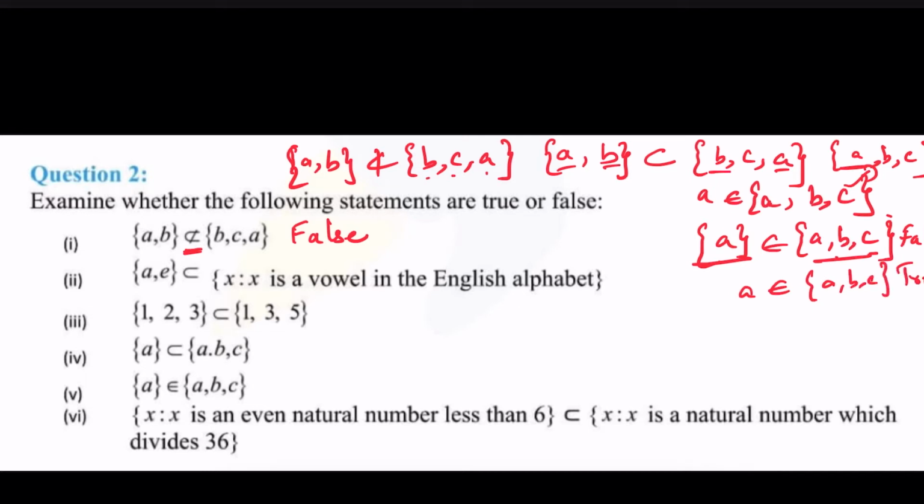Okay. So now taking this into consideration, we'll start doing this exercise. The first problem we finished; we said it is a false statement. Now look into the second one.